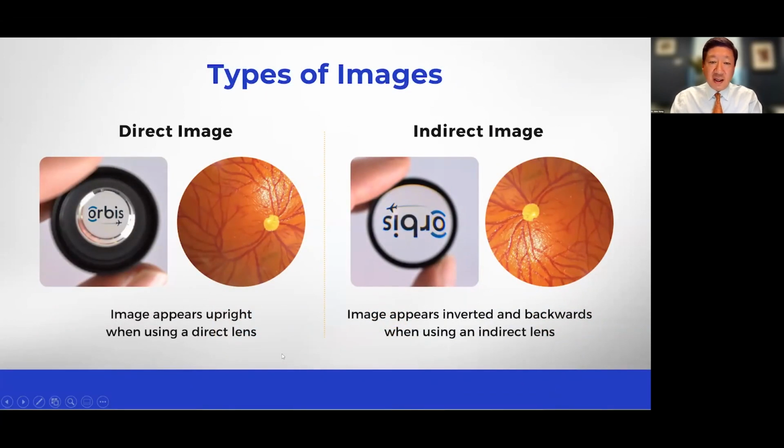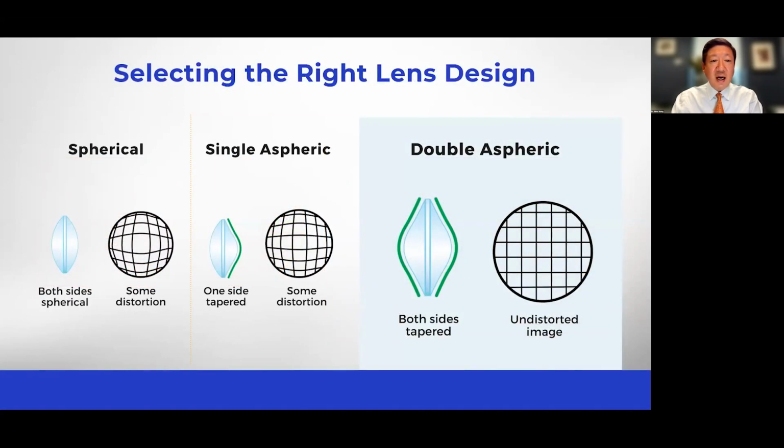If you're too close to the lens, it's like a magnifying glass. The image is upright and it's magnified, but an indirect image, as we said, gives an inverted and backwards view of the indirect lens. But as we'll see, this is one of the ways that we can look inside the eye. So lens design is also very, very important.